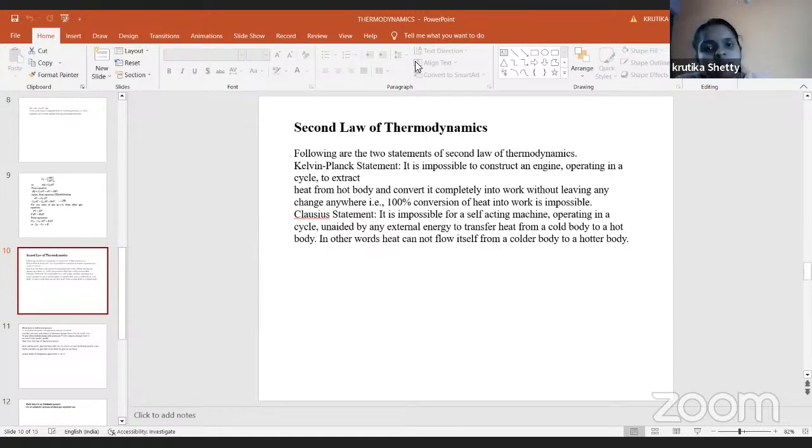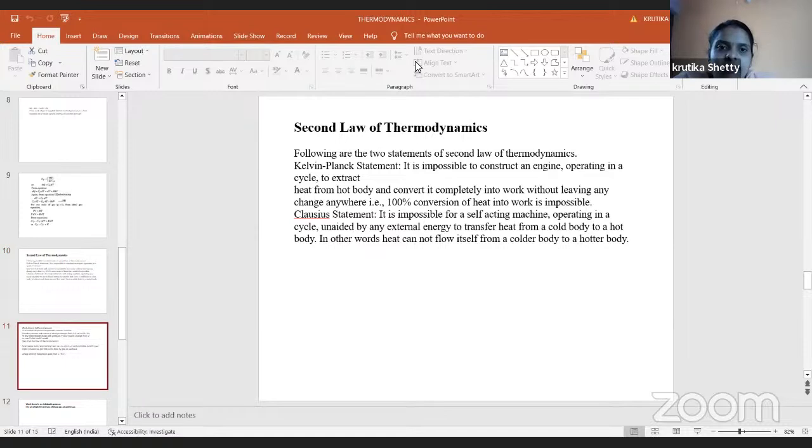So what is possible? Only heat transfer from a hot body to a cold body can happen, but not from a cold body to a hot body. Then what do we require? Here we require some external agent, right? So this is the second law of thermodynamics, which was given by Clausius and Kelvin-Planck.